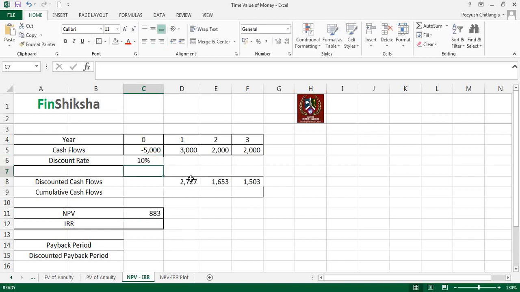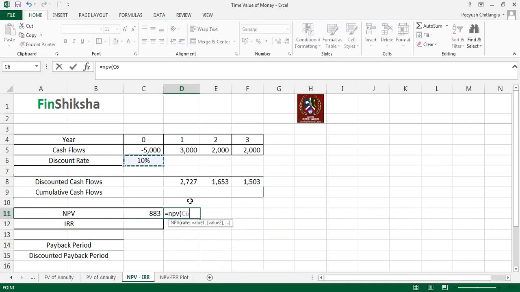Let's go back to our initial set of data. We can also solve this using this function called NPV, where it'll ask you for the rate and it'll ask you for the set of cash flows. Remember, NPV assumes that the first cash flow is happening at the end of the first year.